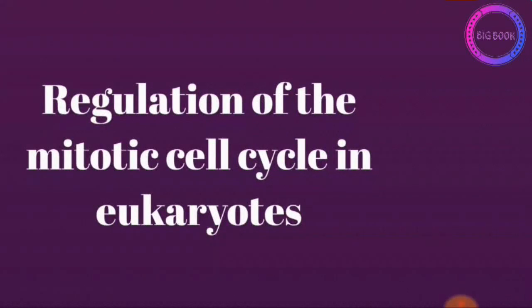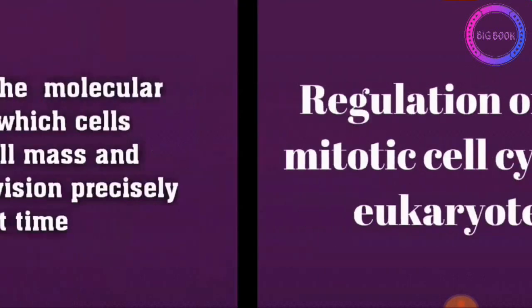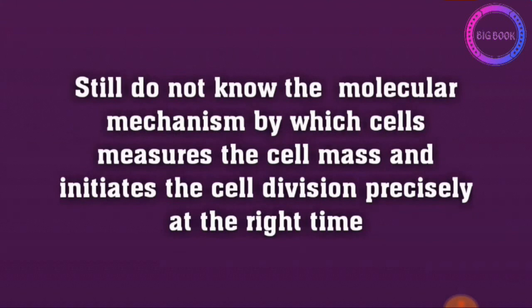So now we are going to discuss the regulation of the mitotic cell cycle in eukaryotes, depending upon the slides we have already discussed. Here, we still do not know the molecular mechanism by which cells measure the cell mass and initiate cell division precisely at the right time.